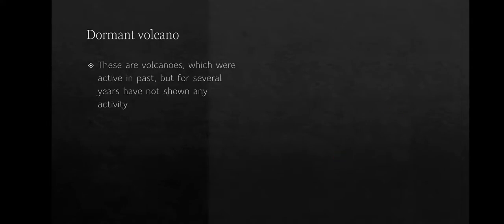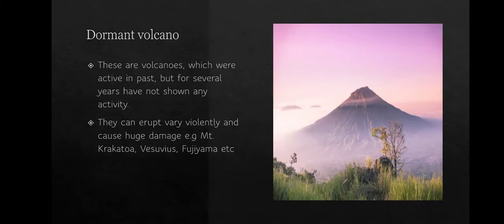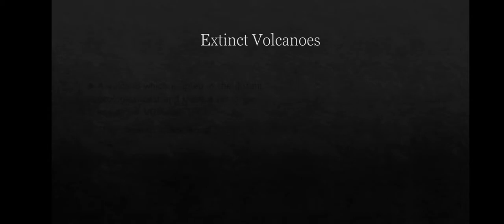Now the dormant volcano. These are volcanoes which were active in the past but for several years have not shown any activity. They can erupt very violently and cause huge damage. For example, Mount Krakatoa, Vesuvius, Fujiyama, etc. Here you can see a dormant volcano.